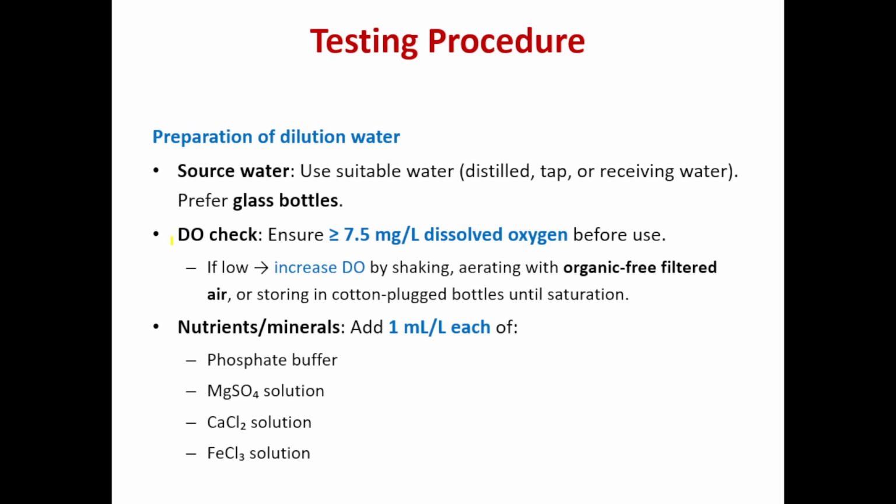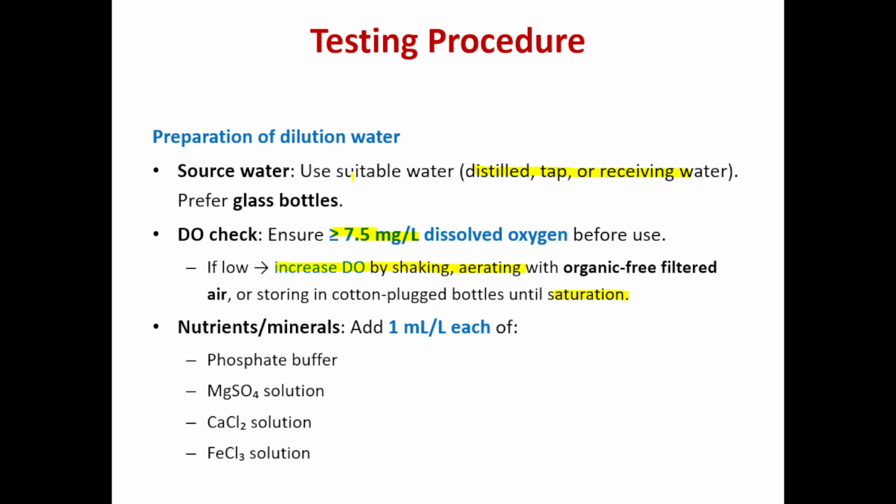Now it is the testing procedure. First we need to prepare dilution water. The source water can be, for example, distilled, tap or rinsing water. We need to check the DO of this source water, that is the dilution water. It should be 7.5 mg per liter or more. If low, we can increase DO by shaking, aerating with organic-free filtered air, or storing in a cotton-plugged bottle until saturation.